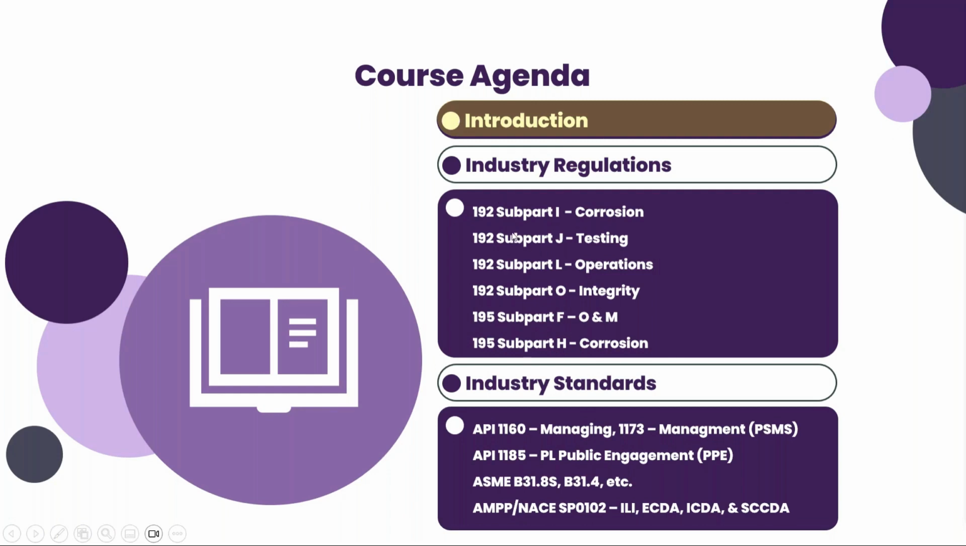Like I said, the course agenda would be 192. We'll be talking about corrosion, testing, operations, integrity on the 192 side, and then 195 would be O&M and corrosion. O&M doesn't have their own subpart. Did anybody ever wonder why? Because they speak with one voice. On the gas side, multiple voices: AGA, INGAA, and so on and so forth, GTI and so forth, Southern Gas. We have a lot of voices.